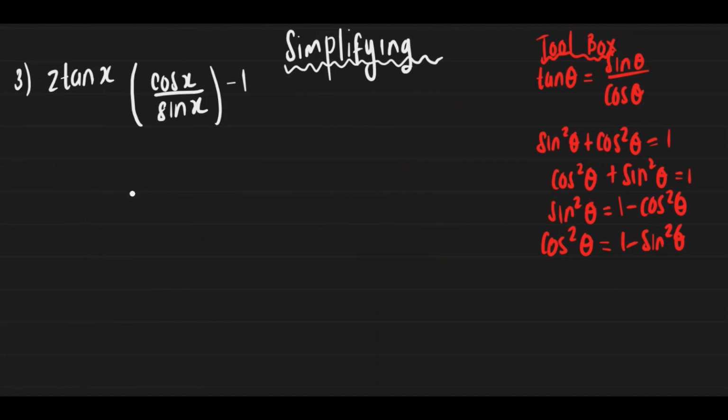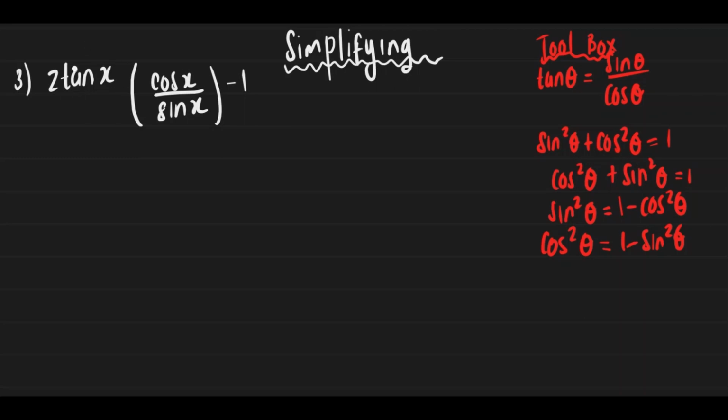Now let's simplify this equation. We have 2 tan x, open bracket, cos x divided by sine x, close bracket, minus 1. We need to simplify this to its simple ratio. So let's look at this. What do we have? We look at this one inside the bracket. We see the fact that it's cos x divided by sine x. And it's not the same as tan theta is equals to cos theta. So this identity is not going to work here.